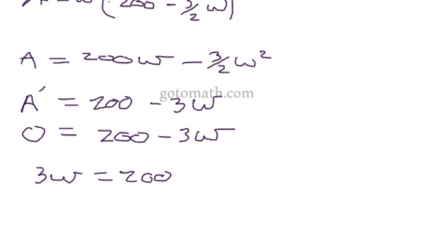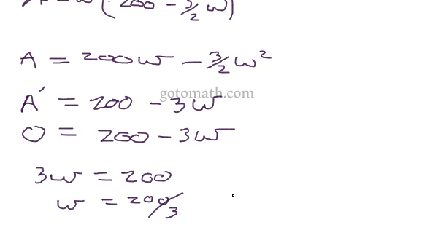Alright, and then we just multiply both sides by 1/3, so we end up with W is equal to 200 over 3. So this is going to be our width, and of course you can go ahead and approximate that if you'd like.